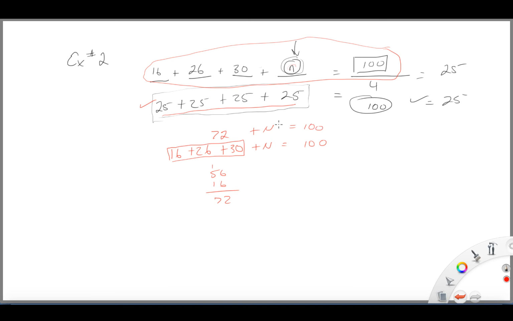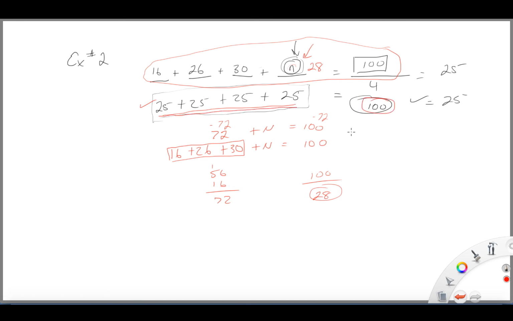How can we get n by itself? Well, we can subtract 72 from this side and subtract 72 from this side. So 100 minus 72 is 28. Guess what this number is? It's 28. So all I did was I found out the guarantee.